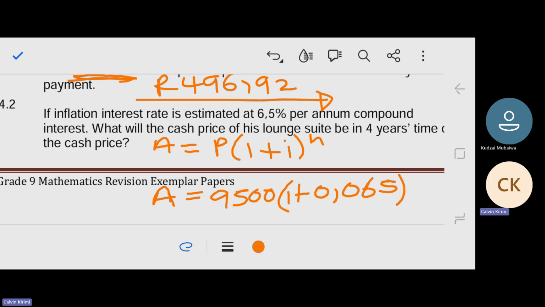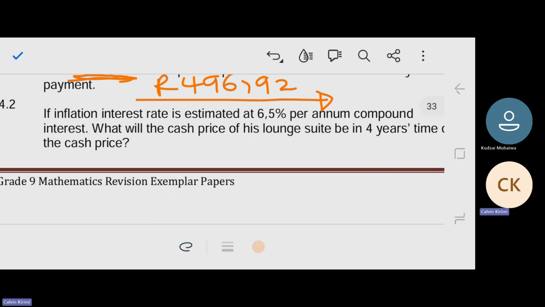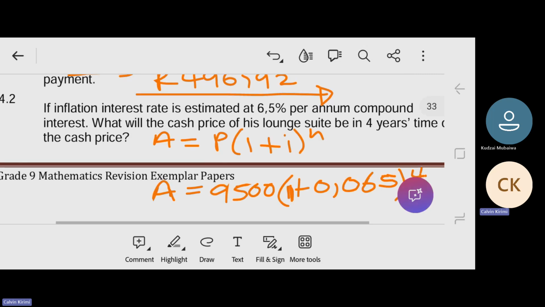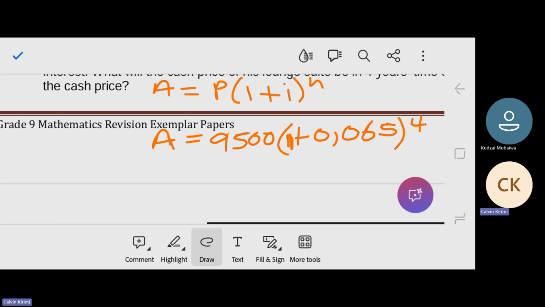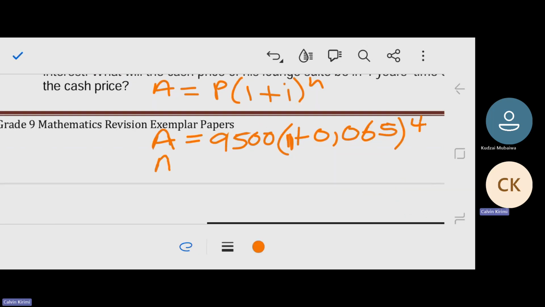If you make a mistake and write 0.65, then you are wrong. Then to the power what? 4. It's 4 years' time, compounded per annum, so the power is 4. Then punch it in the calculator and see what you are getting. So A equals what? The price after 4 years.